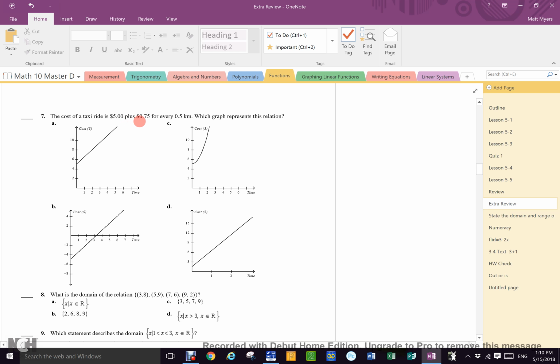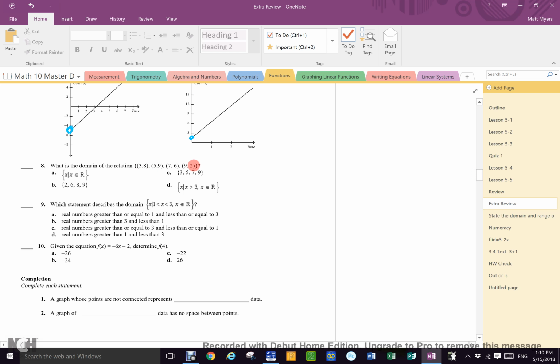Cost of a taxi ride is $5 plus 75 cents for every kilometer. So it must be constant. It can't be this one because this starts at negative cost. And it can't be this one because this starts at like $1. It can't be this one because it's a curve. It has to be A because it starts at $5 and goes up constantly.